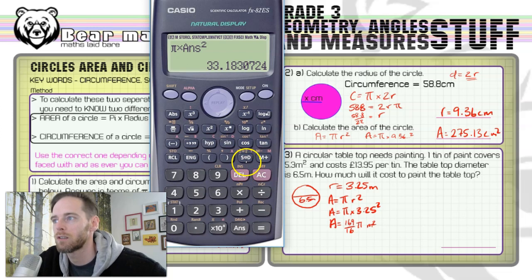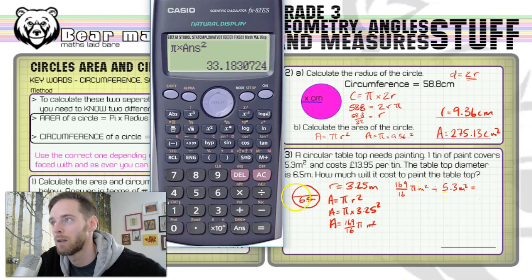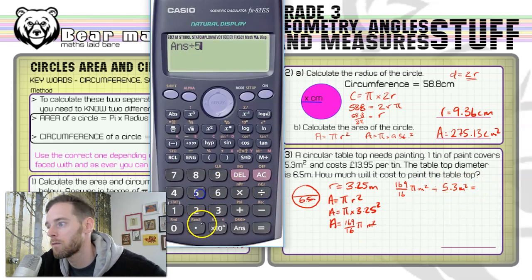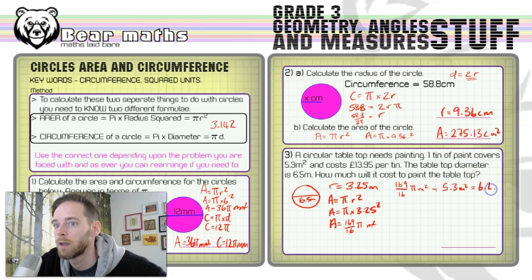How many 5.3 meters squared fit into 33.18 etc. meters squared? That's a division calculation. So we're going to take the 169 over 16 pi meters squared, and we're going to divide it by what 1 tin covers. The meters squared and meters squared are going to cancel out. It's going to leave us with a number. So we're going to divide by 5.3. That number is the number of tins of paint that we need. 6.2 etc. tins needed.